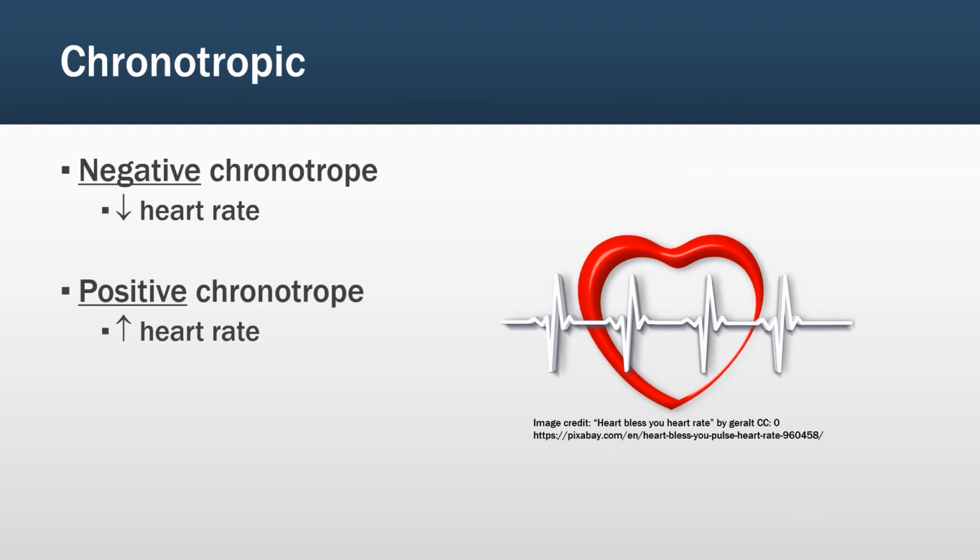Chronotropic relates to the heart rate. Any drug that has positive chronotropic effects will increase the heart rate, whereas a negative chronotropic effect would reduce the heart rate. For example, epinephrine would be called a positive chronotropic medication, whereas a beta blocker such as metoprolol would be a negative chronotropic medication.